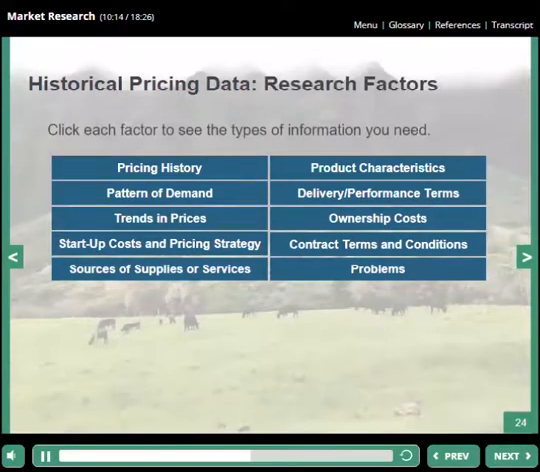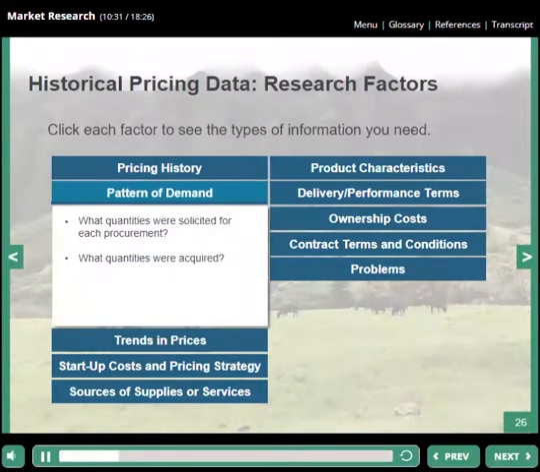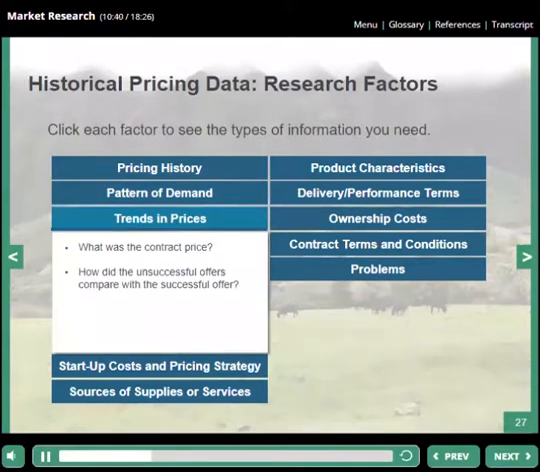Click each factor to see the types of information you need. You may want to find out what information is available about past prices paid for products and when those procurements occurred. You may also want to determine whether there have been historic differences between prices paid by the government versus other buyers. You could look for a pattern of demand by researching the quantities that were solicited for each procurement and the quantities that ended up being acquired. You may want to find out what the trending contract prices were and how the unsuccessful offers compared with the successful ones.